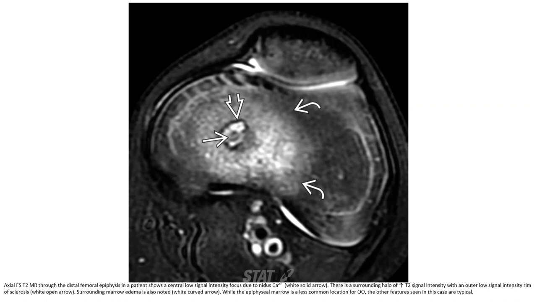MRI through the distal femoral epiphysis in this patient shows a central low signal density focus, in keeping with calcification, with a surrounding halo of intermediate signal intensity and an outer low signal intensity of sclerosis. Surrounding marrow edema was also noted. While the epiphyseal marrow is a less common location of osteoid osteoma, the other features seen in this case are typical.